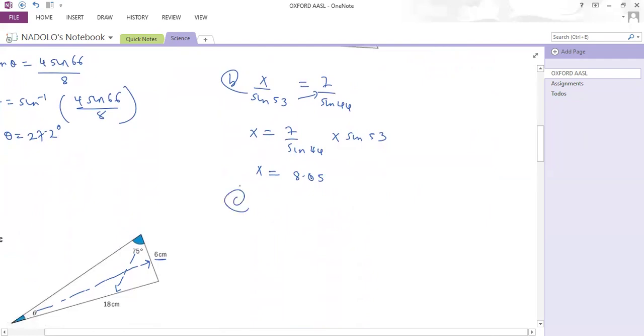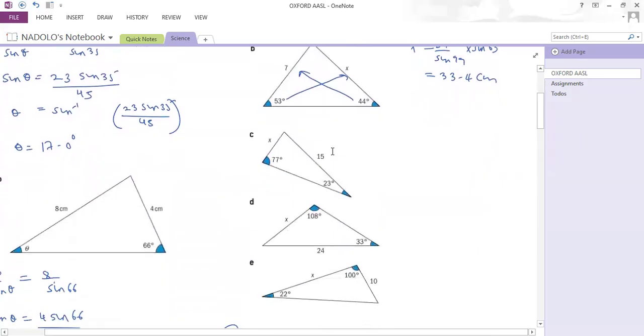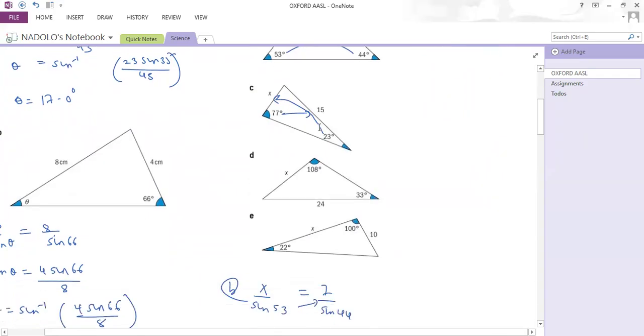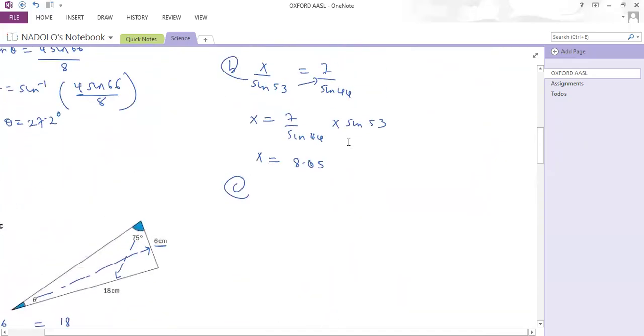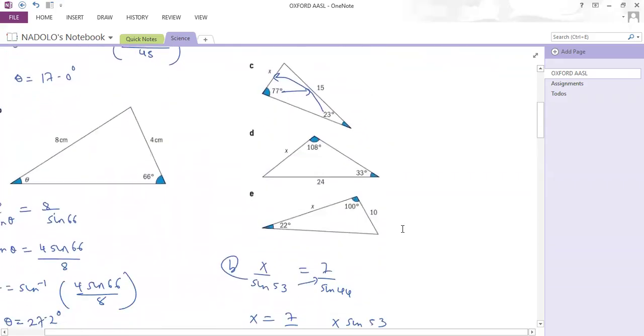Look at part C. Part C has this angle facing that side, and then this angle facing this side. That is quite direct also. X over sine 23 is equal to 15 over sine 77. From there, just cross sine 23 to the other side. If you use a GDC, you're able to get your answer as 6.02. Did we have any measurements? No. Any units? No.